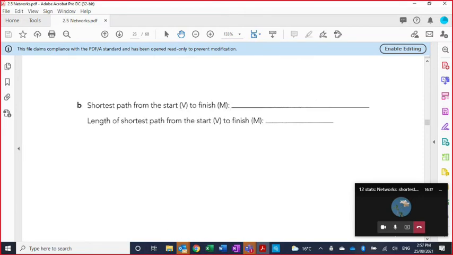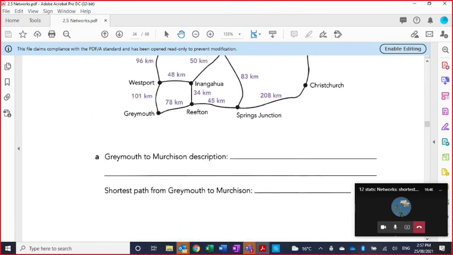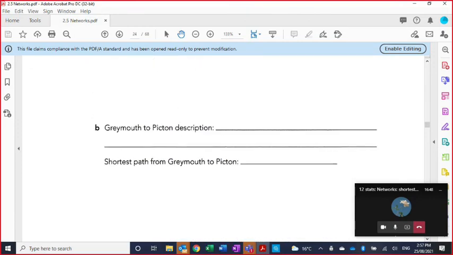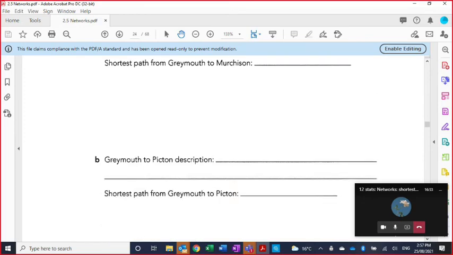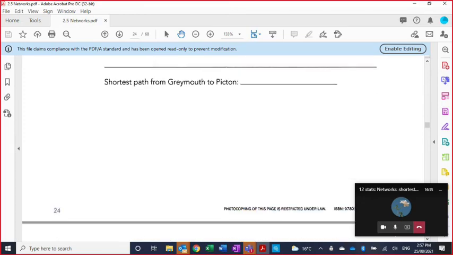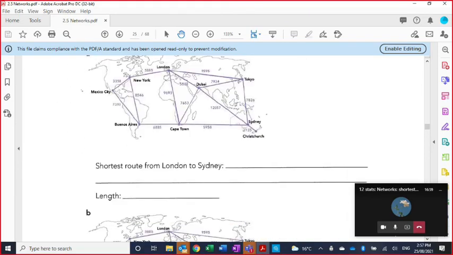Also, pay close attention, because they'll use the same network and tell you the shortest path from V to M, and then the shortest path from something else to something else, etc. So make sure that you know. So like this one, Greymouth to Murchison and Greymouth to Picton. So make sure that you're following, you know exactly what it is that they're looking for.